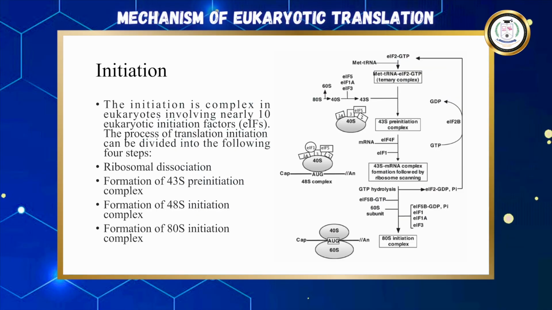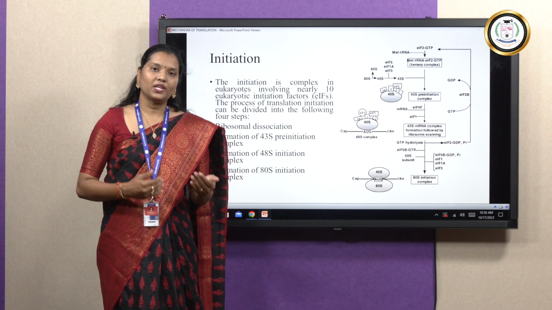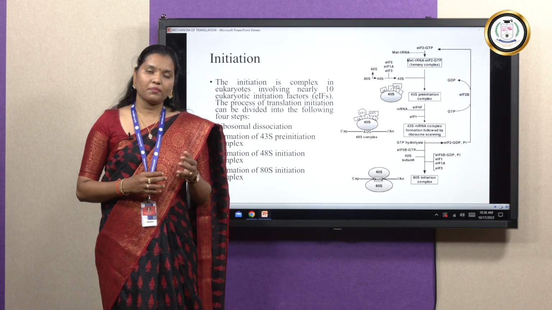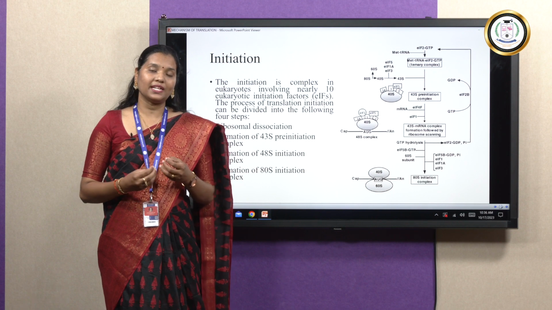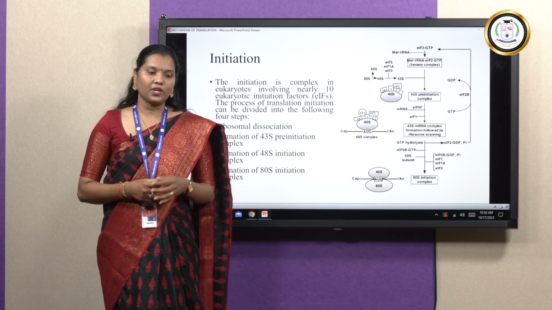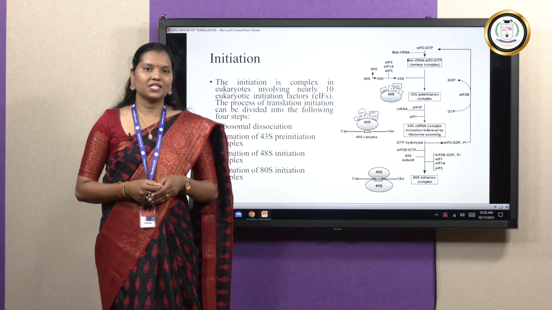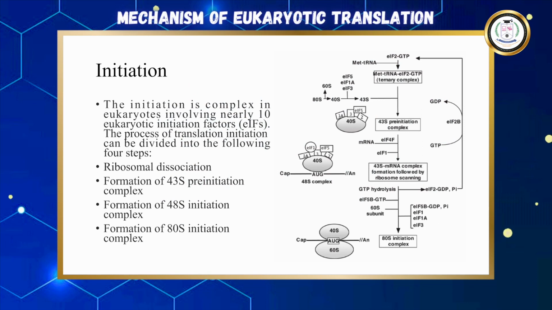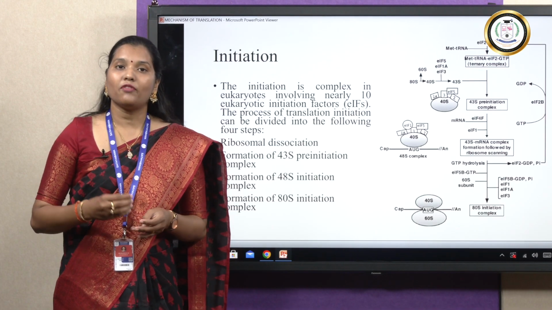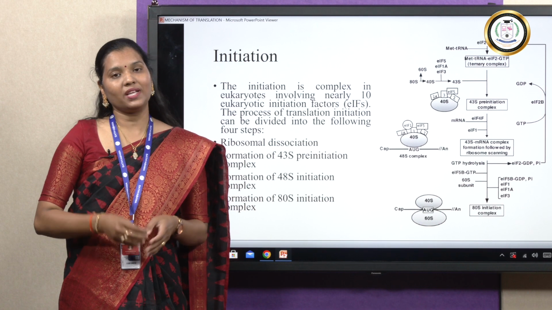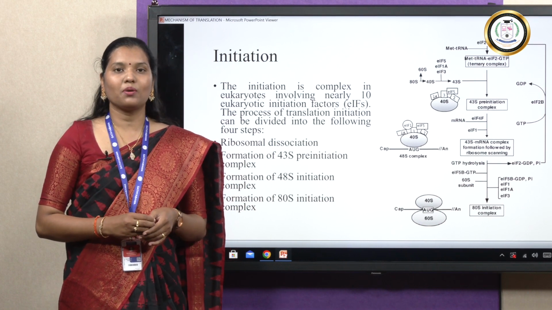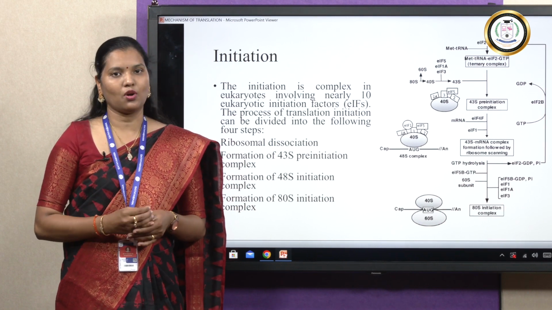Coming to the major steps in translation: the initiation, elongation and termination. First we'll look into what is initiation. Initiation is a very complex process in eukaryotes because it involves at least 10 initiation factors. We call them eIF, e for eukaryote and IF for initiation factor, and the process of initiation is divided into 4 basic steps: the ribosomal dissociation, formation of the 43S pre-initiation complex, formation of the 48S initiation complex, and formation of the 80S complex.